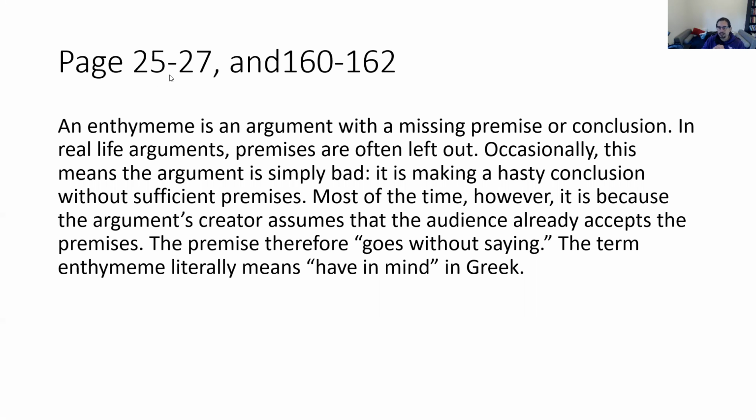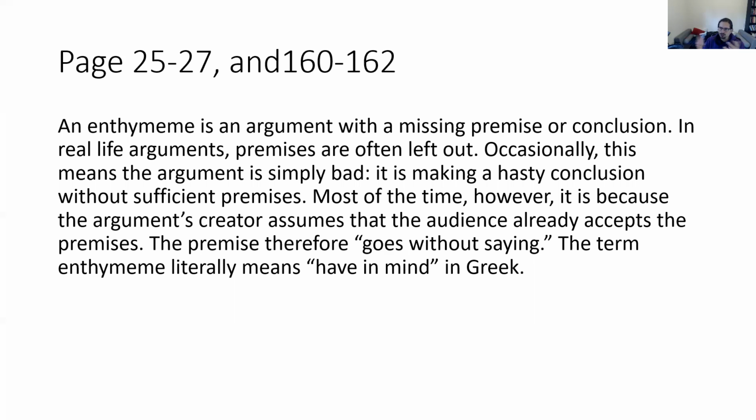First, for reference in your book, enthymemes were discussed way back in chapter 2 on page 25 through 27. This is long before we started talking about categorical syllogisms, so the ideas presented in chapter 2 speak about enthymemes in a very general way. For our purposes, the book also talks about the enthymemes between pages 160 and 162. And these pages speak directly to how enthymemes are presented in categorical syllogisms.